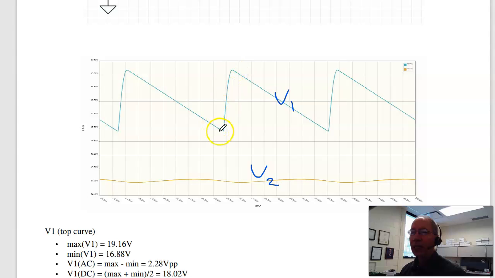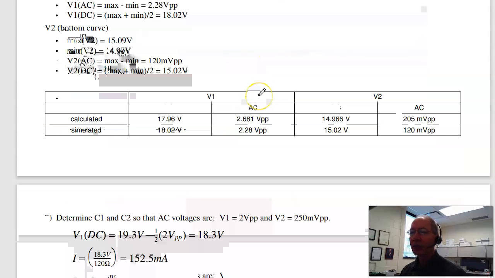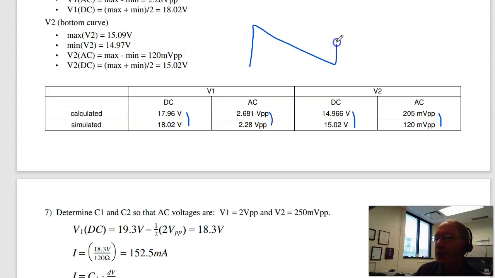Take the peak and the minimum. The average of the two is the DC voltage. The difference in the two is the AC voltage in units of peak to peak. Likewise for V2. And what you'll see is what I calculated is similar to what I simulated for the DC. AC is a little bit off. The reason it's a little bit off is V1 looks like this. This is actually a hard problem to solve.